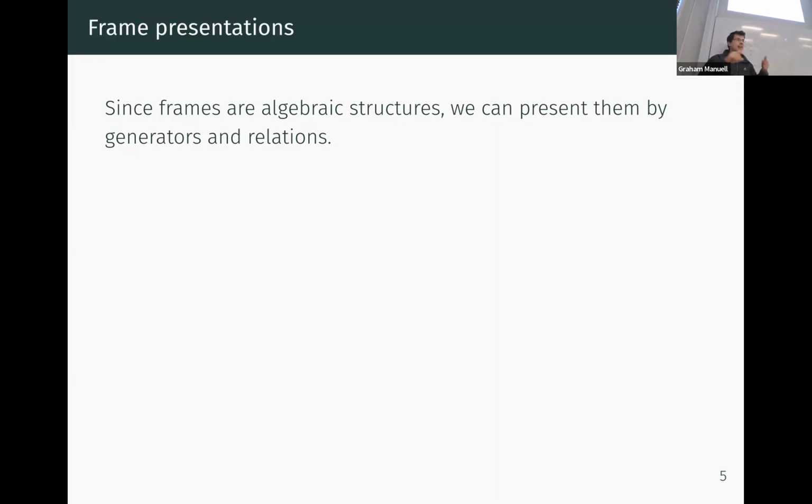Just like if you have a group, you can have a group presentation where you give generators and you give relations, and you can construct a group satisfying certain properties. We can do the exact same thing for frames. And this ends up being very, very useful.